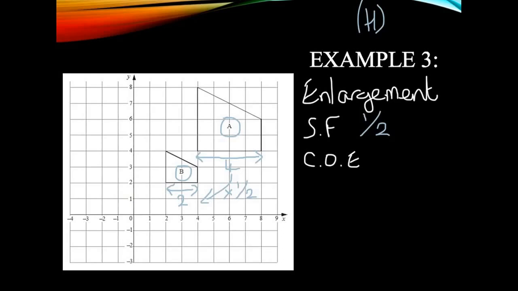I know it sounds a little bit weird, but it's the way that we do it. We say it's half as big. So we're still saying it's an enlargement. It's just got a scale factor of a half. Okay, let's see if we can work out what the centre of enlargement is.